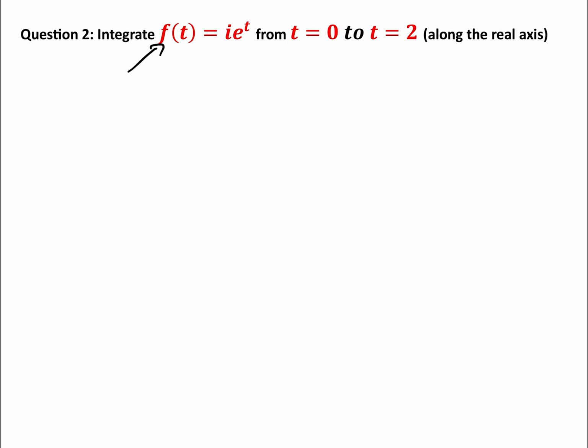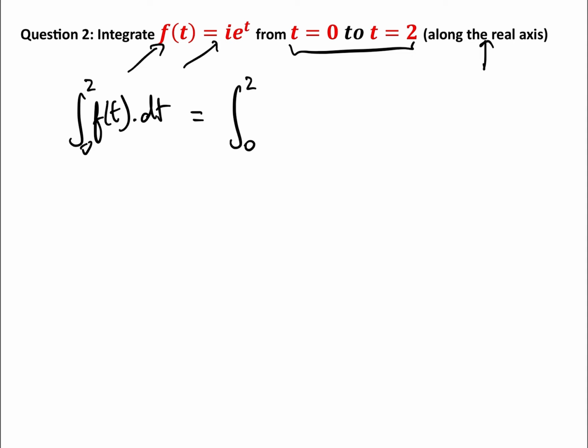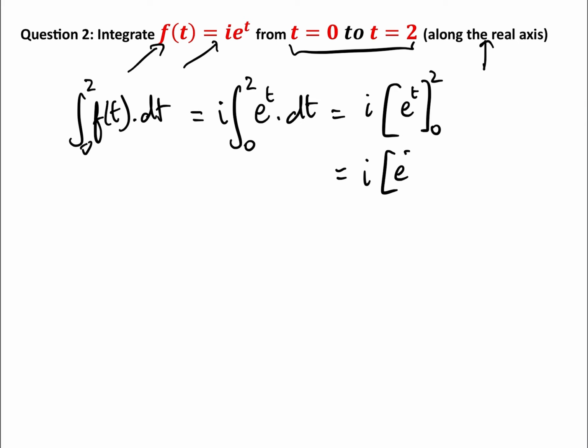Okay, so here is our complex function, and we have t from 0 to 2 along the real axis. So again, t is real. So therefore, we have the integral of f of t dt between 0 and 2 is equal to, well, there is no real part here, it's just the imaginary part, so that is equal to the integral between 0 and 2 of i e to the t dt, and we know that the integral of e to the t is e to the t between 2 and 0, which equals i times e squared minus e to the 0, which is 1, and that is the answer to question 2.